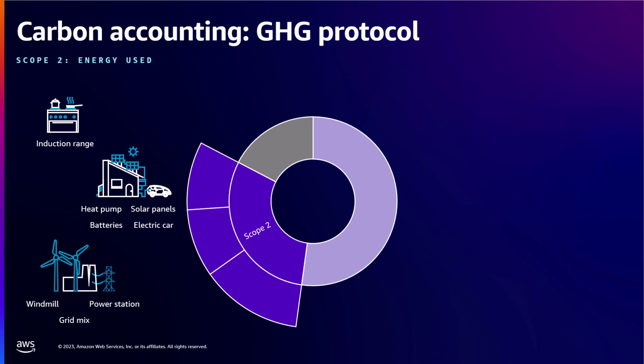Scope 2 is emissions from purchased energy. Steam, heat, cooling. In IT, that is electricity coming from the grid, and its carbon contributes to Scope 2.